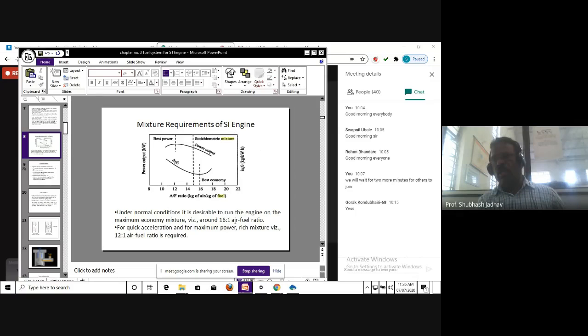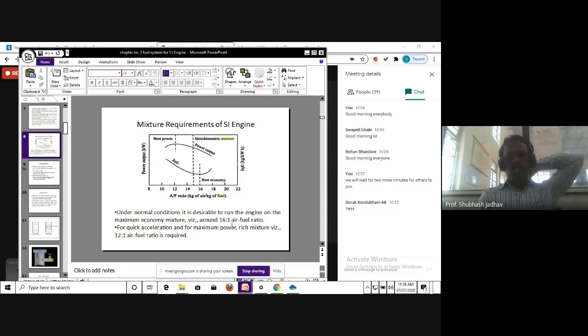What is this 16:1? Again, we will be discussing the air fuel ratios in detail. So basically, 16:1 air fuel ratio means in 16 volumes of air, 1 volume of fuel is mixed. Okay. So for example, if I take liters, then if I use 16 liters of air, then I will use 1 liter of fuel. Or in mass terms, for 16 kg of air, 1 kg of fuel. Okay, in mass terms.